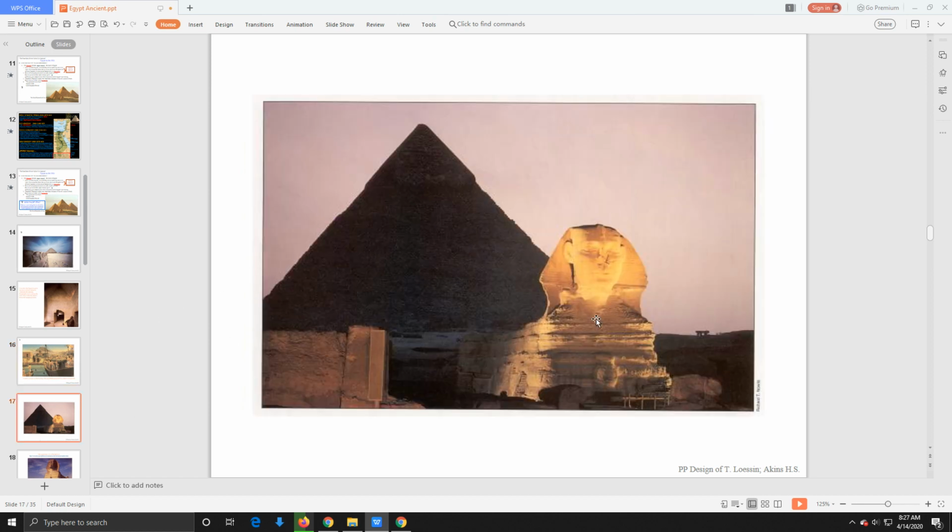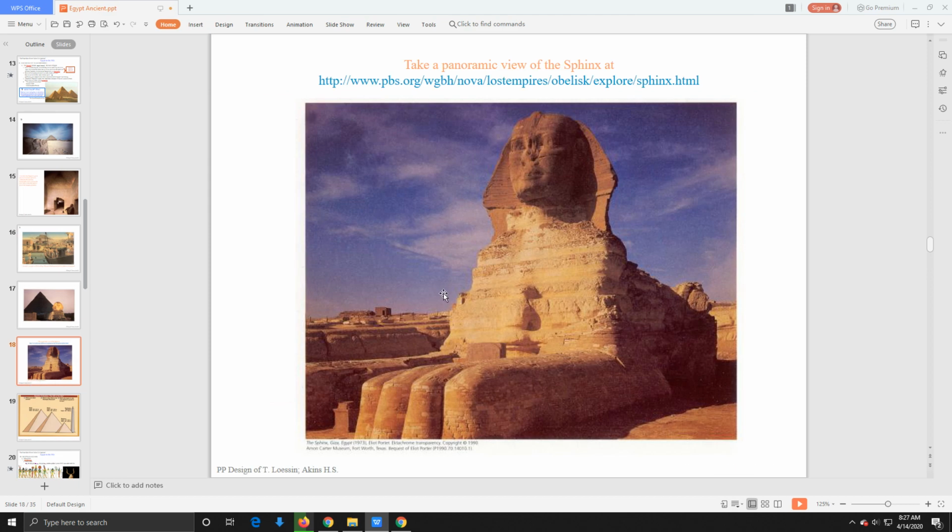You can see then the Sphinx in front of the pyramids. Once again, Sphinx lost its nose. We talked about this before, but when it rains, the rainwater gets onto the bridge of the nose, and over time it erodes the bridge of the nose and it falls off. There's another picture there of the Sphinx.